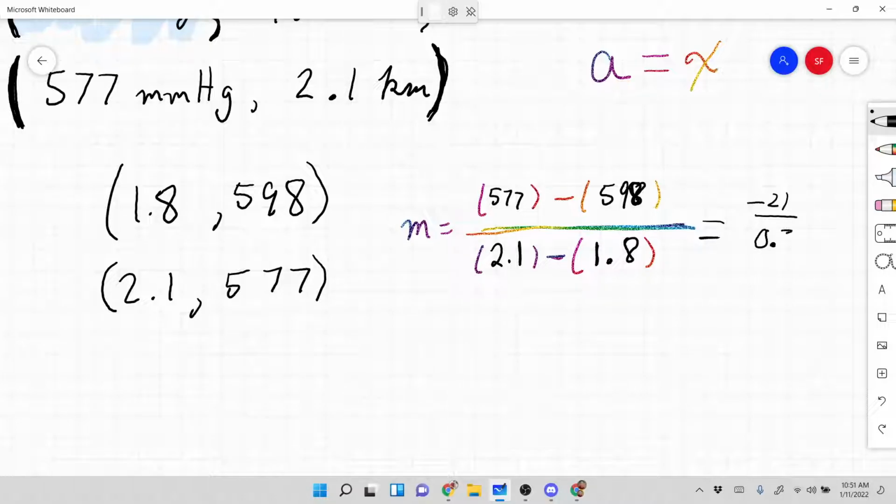Well, we're not finished with this problem, right? Because we have to continue on down. Then negative 21 divided by 0.3 is negative 70. So our m equals negative 70.